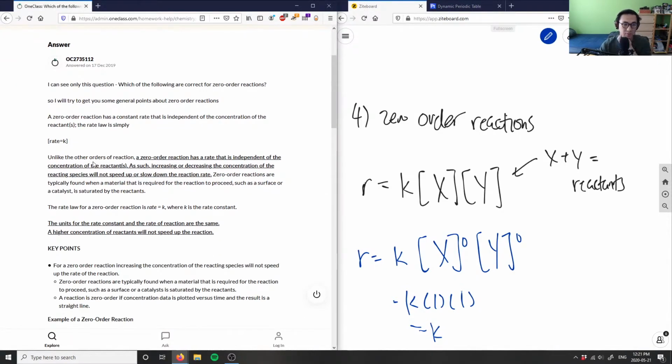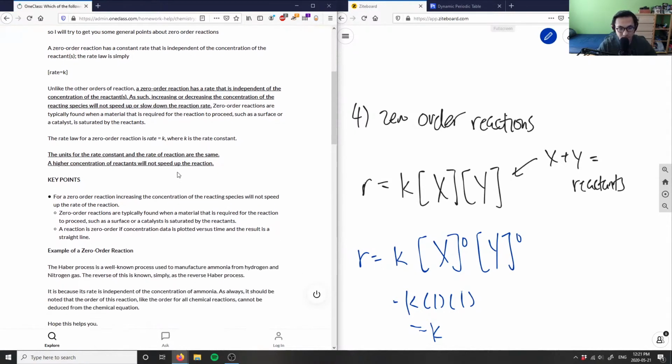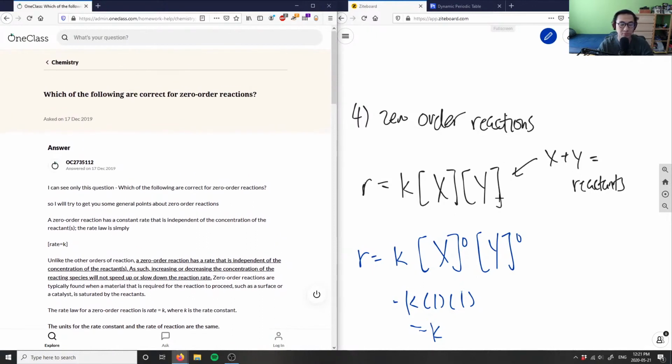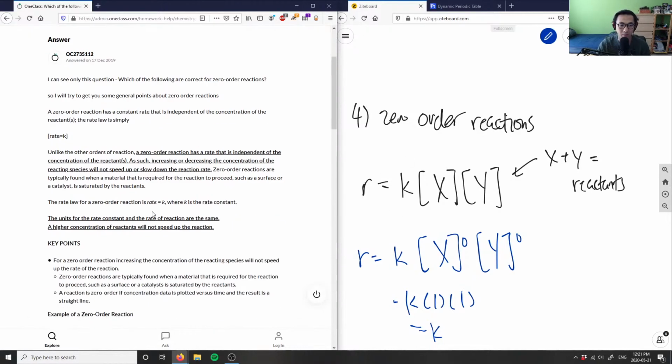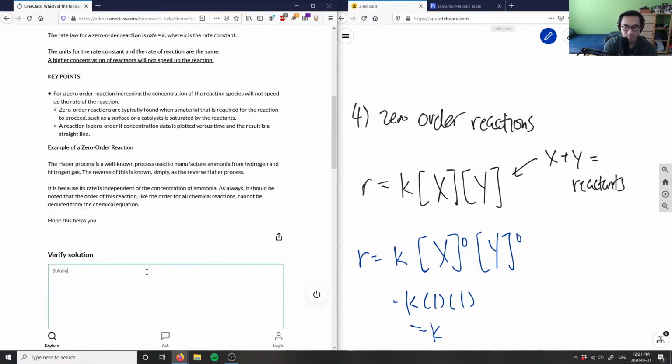It says, unlike the other orders of reaction, a zero order reaction has a rate that's independent. That's good. If I increase or decrease the concentrations of X or Y, it does not affect the reaction rate. So this solution is correct, and that's kind of the definition of a zero order reaction. It's independent of the concentrations of the reactants. Even if you increase or decrease the concentration, you can't affect the reaction rate. It's simply dependent on this k value. So the solution is correct. It's a good analysis as well, and you could read on, but that's the general gist of what a zero order reaction is.